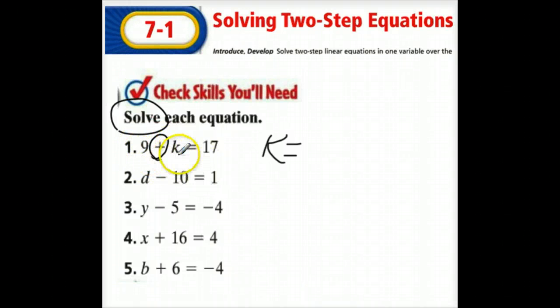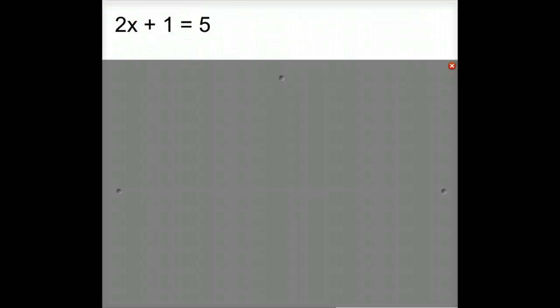One way to solve for k, we can undo that addition by subtracting 9. So I'm going to subtract 9 from both sides. When I do that, k is left by itself. We have k equals 17 minus 9, which is 8. Alright, so that's a one-step equation. Review those if you need to prior to this lesson. Okay. So, moving on.